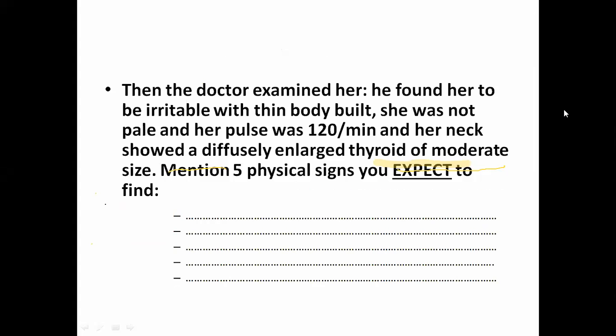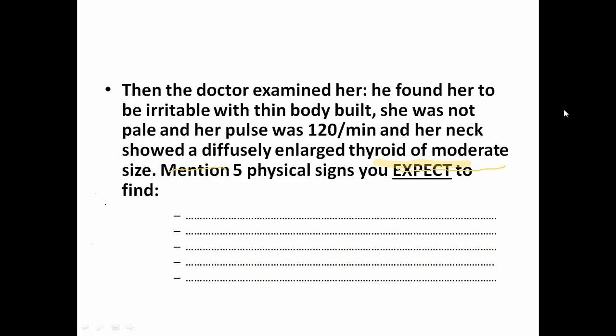Then we start with the symptoms. This typical lung problem. On her to be irritable with thin body build. She was not pale and her pulse was 120 per minute. And her neck show. Mention other 5 signs, physical signs you expect to find.